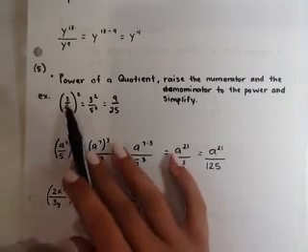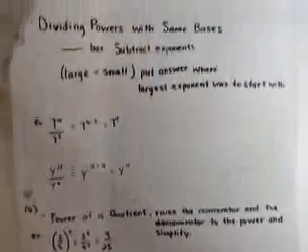Power of a quotient, you're just raising both numerator and denominator to that power.